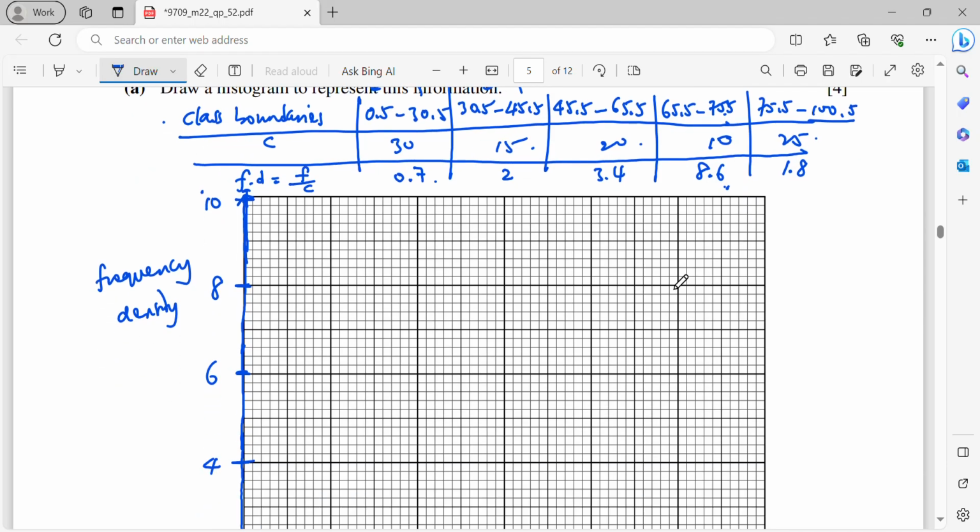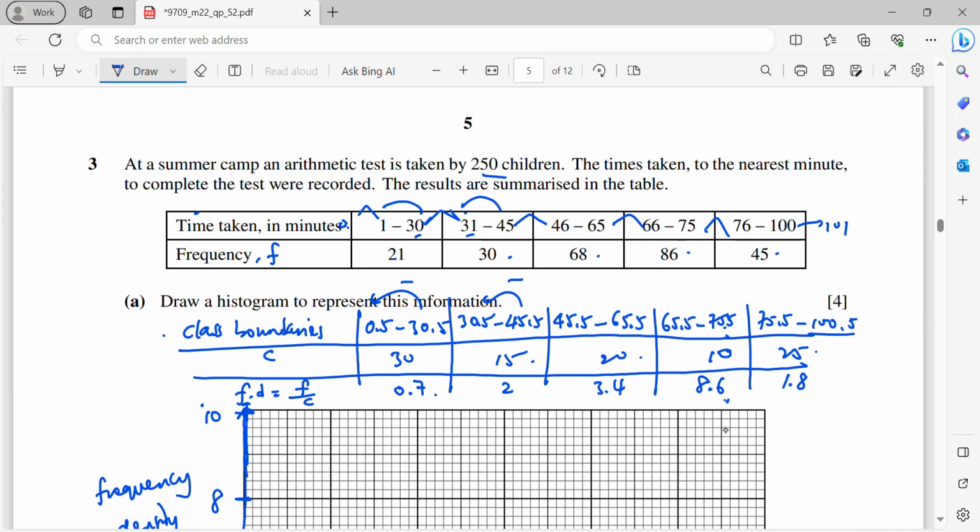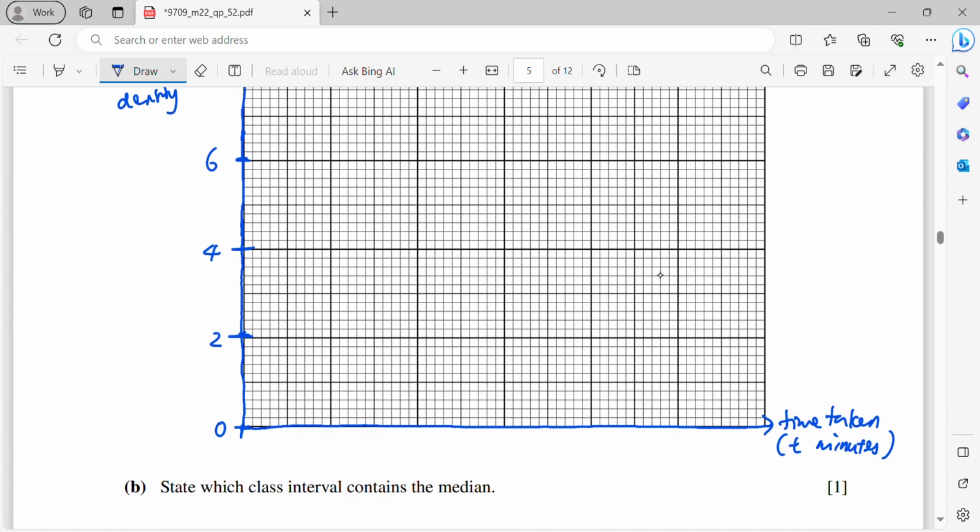So this is my frequency density. Now my class boundaries: minimum is 0.5, maximum is 100.5. So here is going to be 1, 2, 3, 4, 5. Here is 0.5. Then here is 20.5, 40.5, 60.5, 80.5, 100.5.